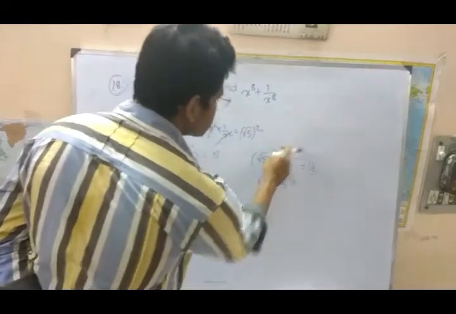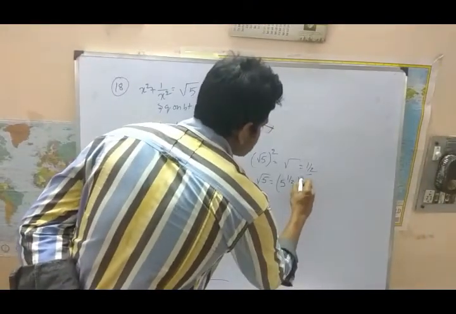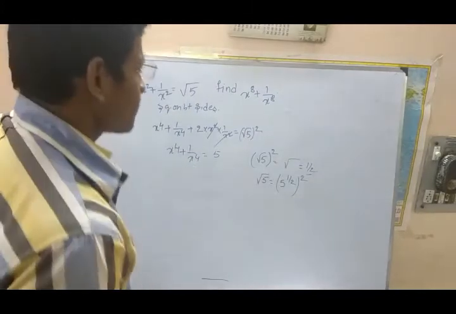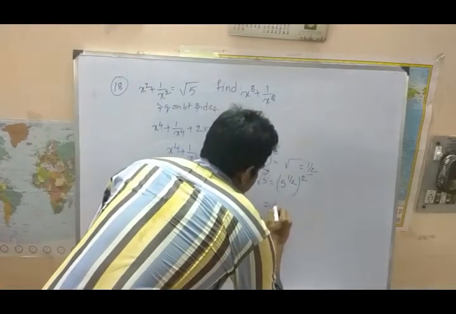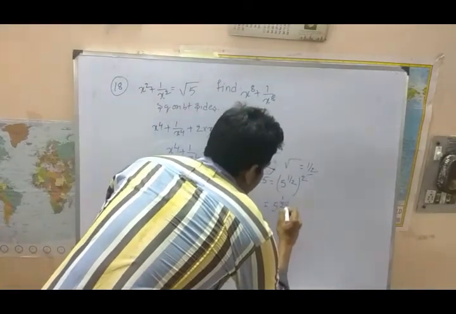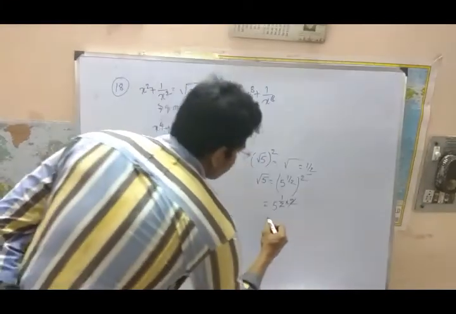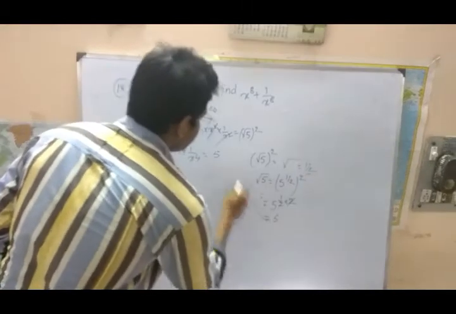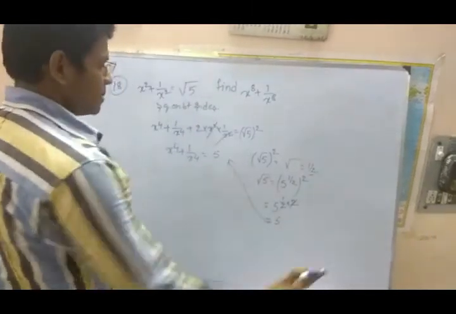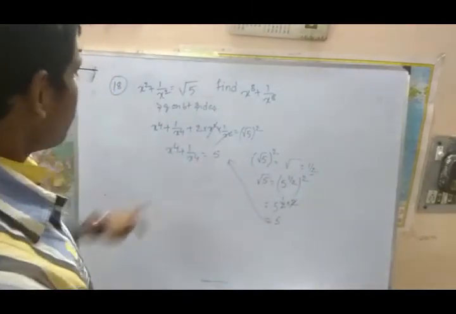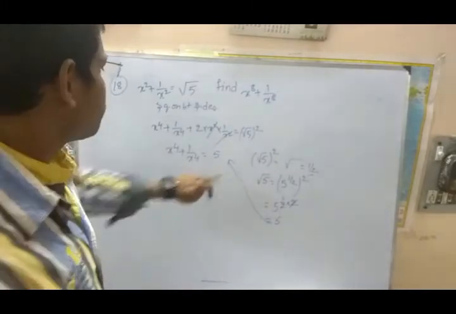So already we have square on top, so we need to keep the square here. What will it become? 5 into 1 by 2 into 2, the 2 into 2 get cancelled. So what we have? 5. The thing which we did here is the same. What we got: x power 4 plus 1 by x power 4 equal to 5.